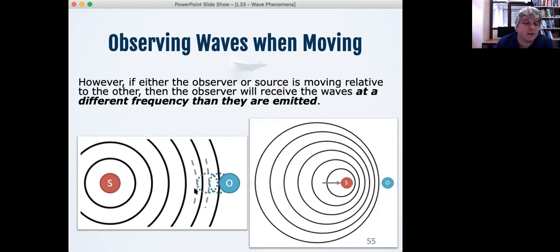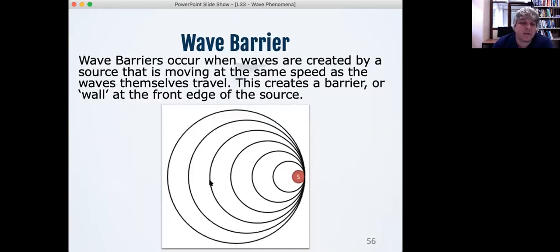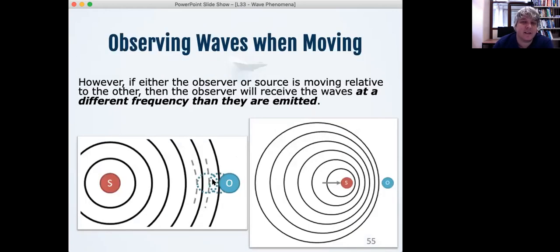Remember, that's a snapshot. The observer here, when they hear that first wave, suppose they take a step forward. That means they'll hear that second wave a bit sooner than if they had stayed at the same position, because it would take a whole second for the wave to move to the observer, but they've moved forward to meet it. So it's going to take less than a second to hear that second wavefront. And then they take another step. It'll be less than a second to hear that third wavefront and so on. So the frequency is now greater. They hear them at a higher frequency.